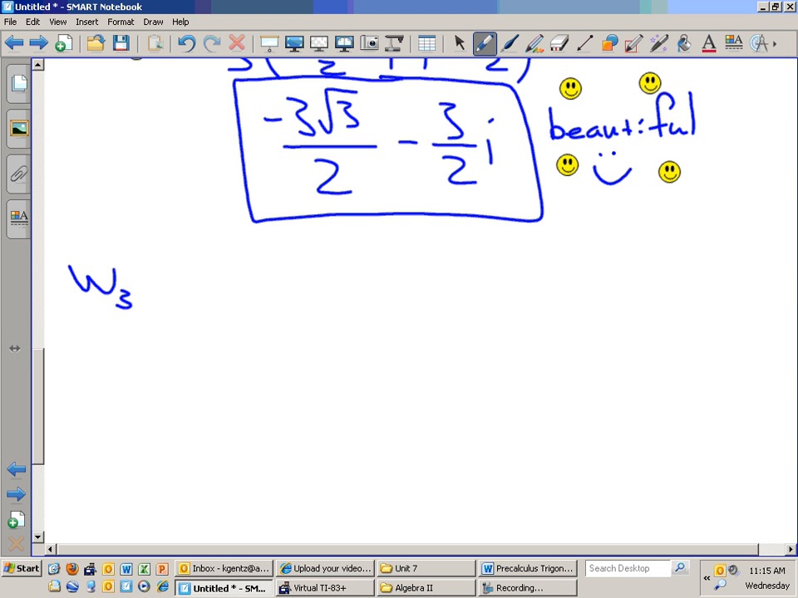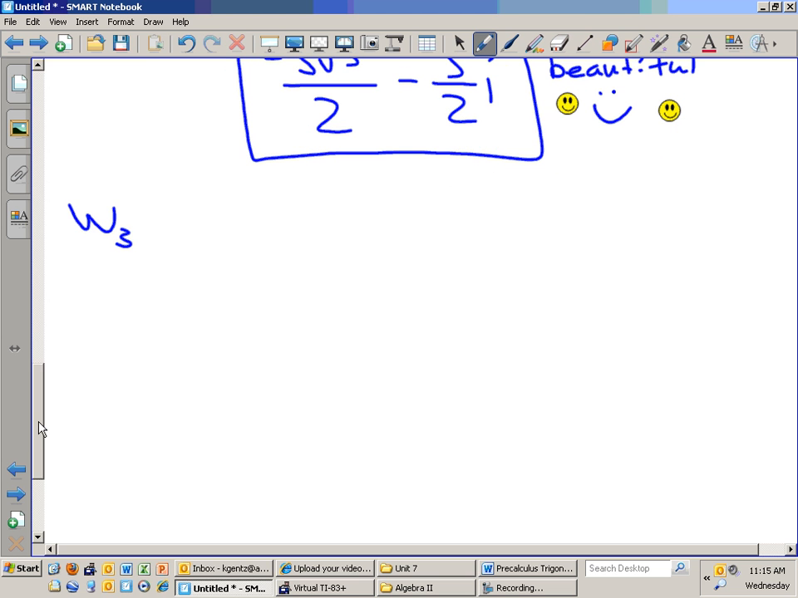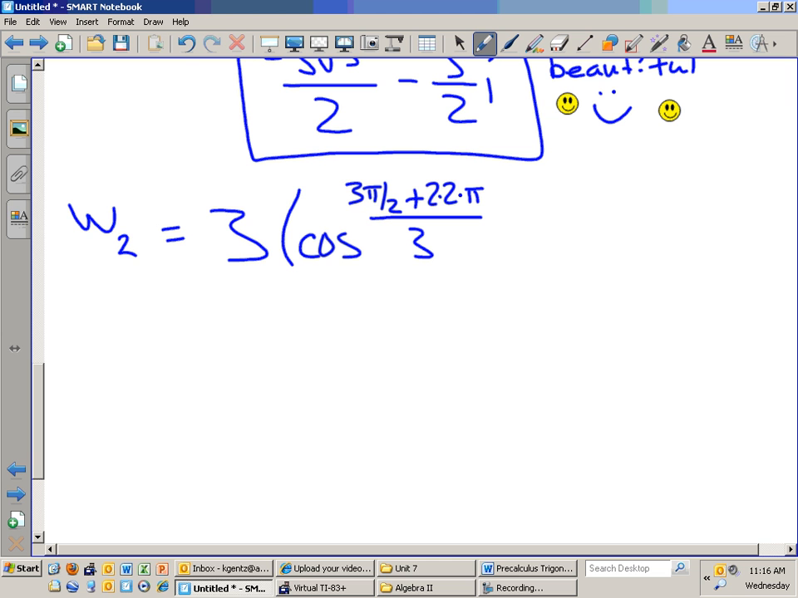All right, I've got W sub 2. I can't go up to 3. Shame on me. The 3 stays the same because 27 to the 1/3 power, times the cosine of 3 pi over 2 plus 2 times pi over 3, plus i sine of 3 pi over 2 plus 2 times pi, all over 3.